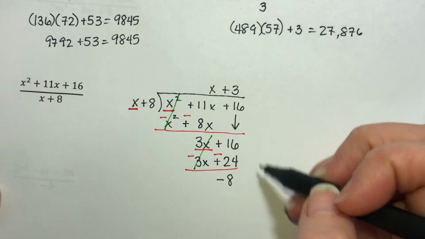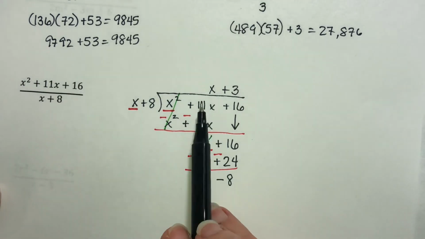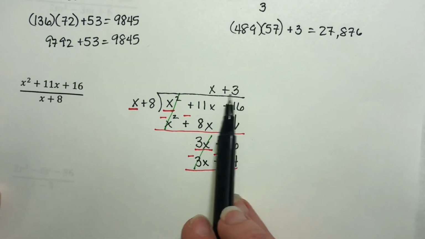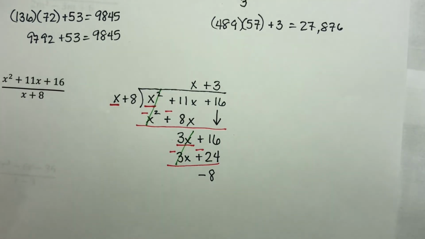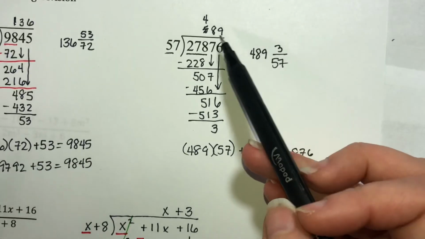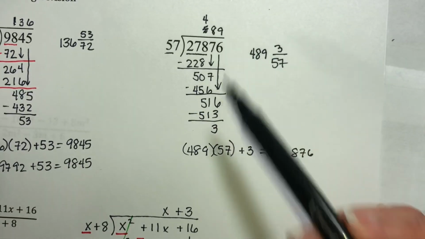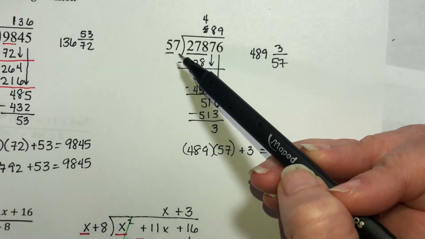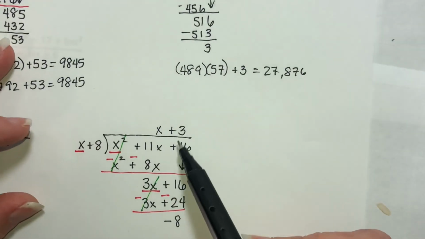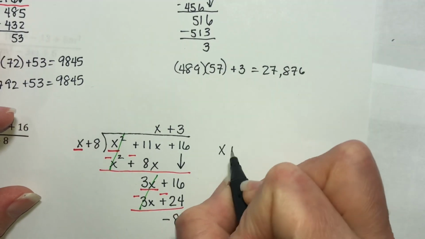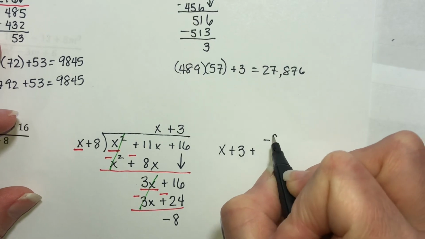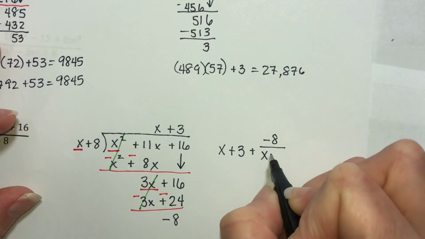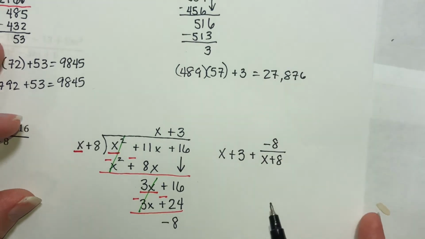Notice we have nothing else to bring down. And if you've been lining up your like terms, you probably don't have any more spots to write anything in. So we're done. We just have to talk about how to write our answer. Just like what we did up here, where we took this top part and then wrote a remainder over what we were dividing by, we do the same thing here. I have x plus 3, and then plus negative 8 over x plus 8.